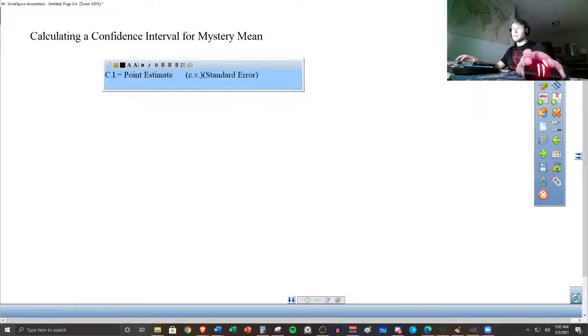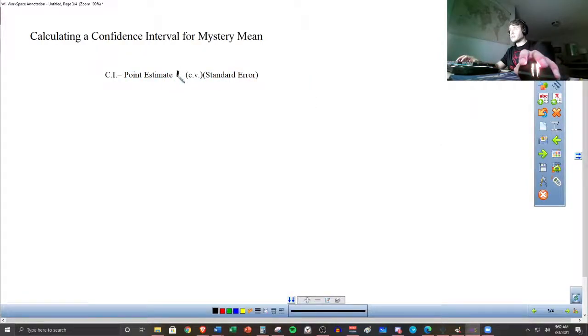And obviously I didn't put plus or minus in here because I'm going to have to draw it, because I don't think there's an easy symbol, so plus or minus. All right, so we are going to create a proper confidence interval for this mystery mean.